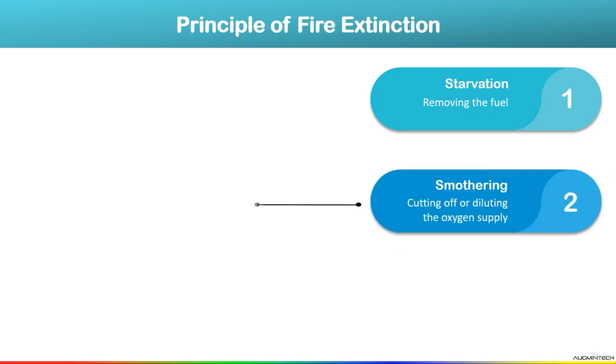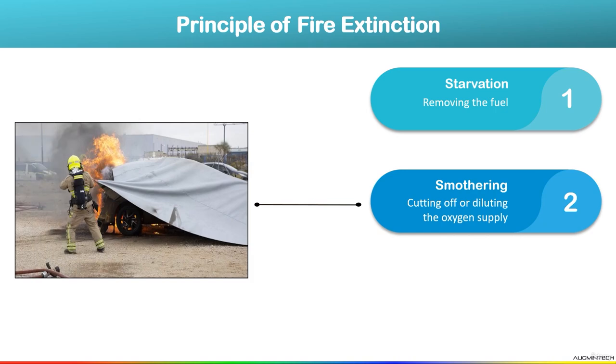Now the second point is smothering. What is meant by smothering? It involves the removal of oxygen or decreasing the presence of oxygen. So how do we remove oxygen from the fire? Removal of oxygen can be achieved with a carbon dioxide extinguisher. With the help of a carbon dioxide extinguisher, you can easily remove oxygen from the fire. Okay.